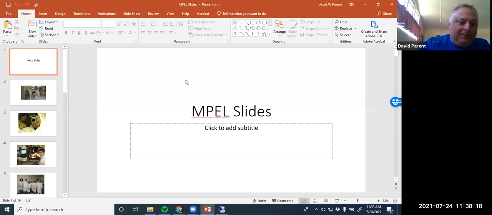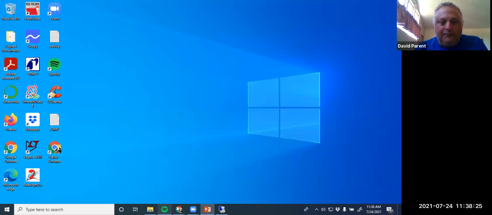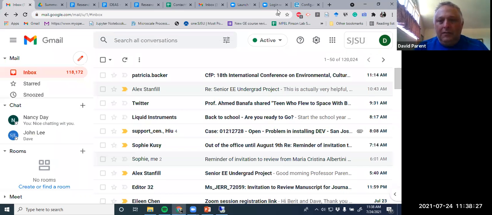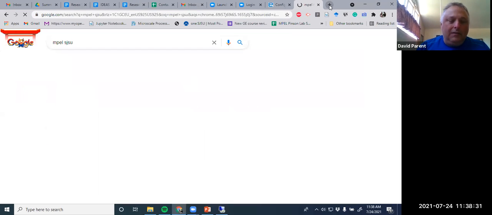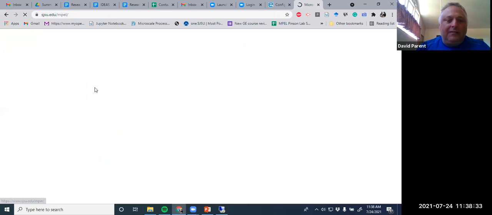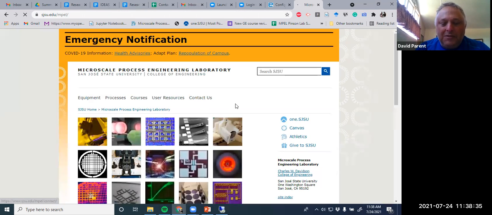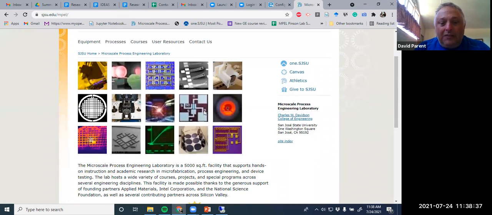Oh, I guess that was it. Anyway, that's not really the whole MPL. We do have a website that's undergoing some changes, but these are transistors we've made. That's a ring oscillator. We don't have this machine anymore, but we do have a way to deposit metal.